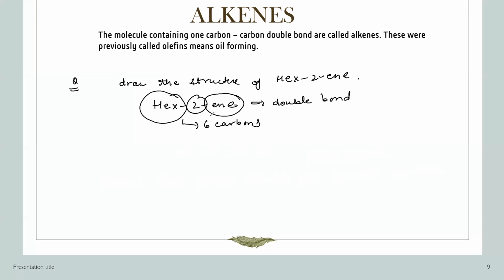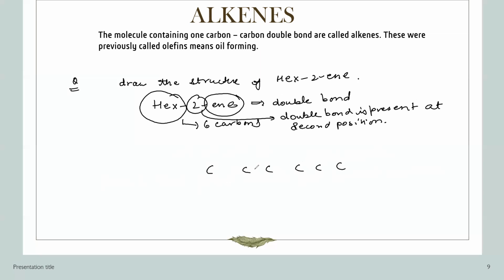And this 2 means the double bond is present at the second position. So draw 6 carbons. Second carbon, so here, and then join the rest of the carbons by single bonds and give the necessary hydrogens. Okay, I hope this is clear. So this is one way to do this.